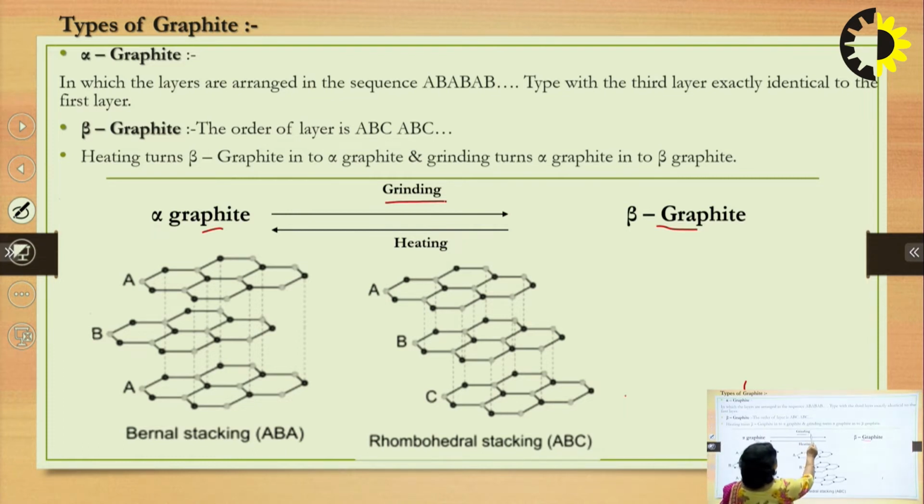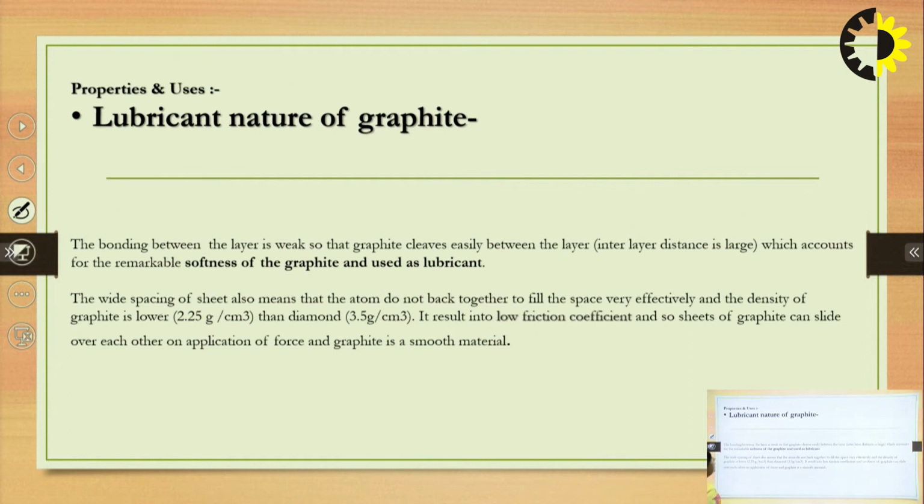They can be interchanged when we grind it. Grinding is just crushing it finely. Then alpha graphite is converted into beta graphite, and when heating is done, beta graphite is converted into alpha graphite. Now these are specific important questions generally asked in the 2 marks questions, and if you miss something then you will not get full marks even with the 2 marks.